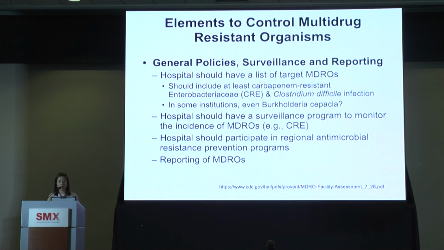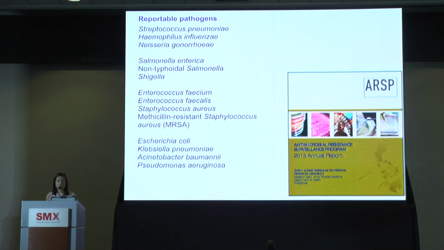So hospitals should have a list of target MDROs. The most common MDROs, you should have a list of that. It varies, so it depends on your own institution. Some institutions might include other organisms like Burkholderia cepacia. Hospitals should have a surveillance program to monitor the incidence of these MDROs, participate in regional antimicrobial resistance prevention programs, and should report these MDROs. The following are reportable pathogens. Whenever our institution has these isolates, this should be reported to the Antimicrobial Resistance Surveillance Program under RITM.